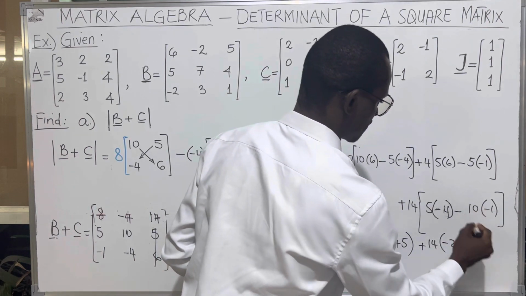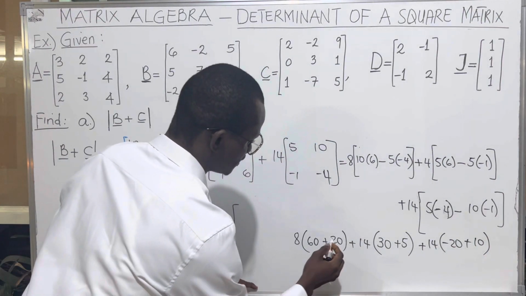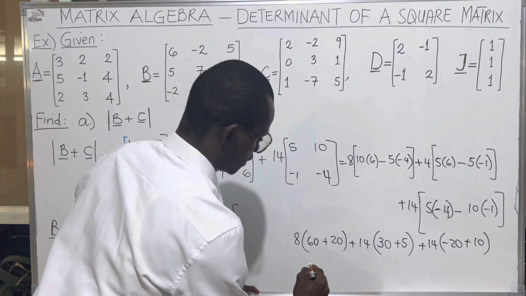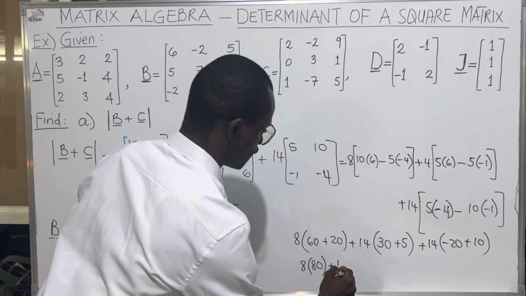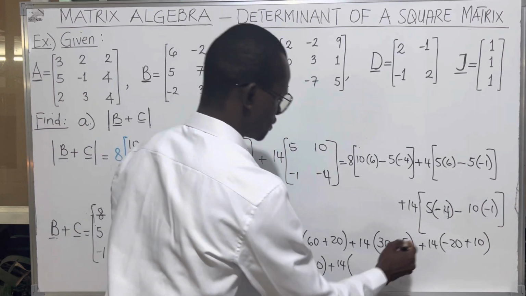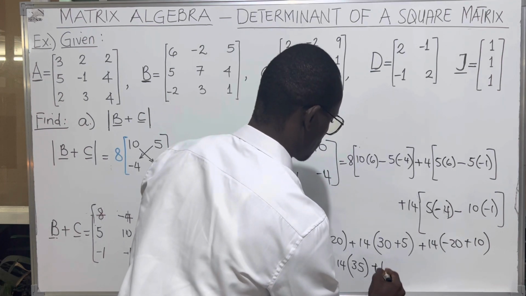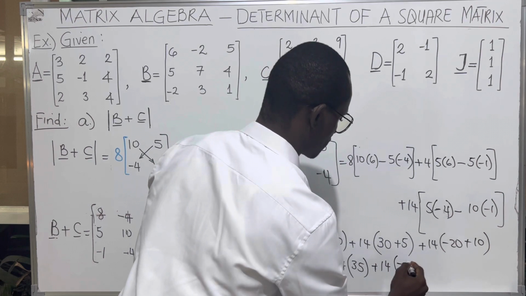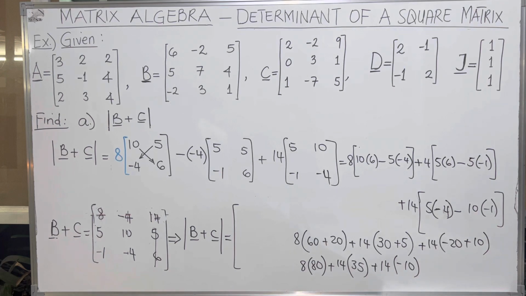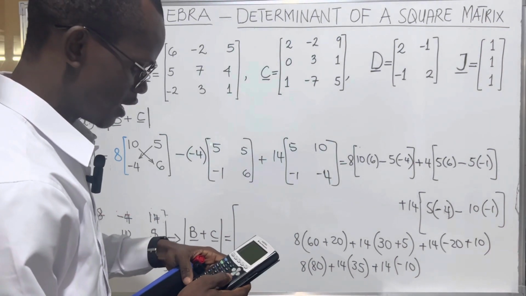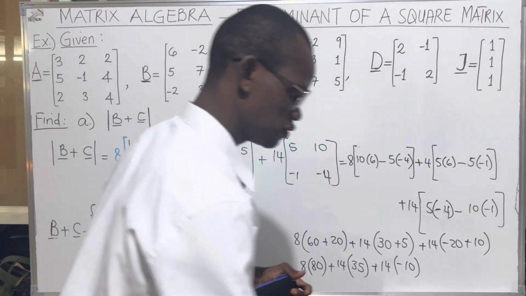And then negative times negative is positive. There is 10. So right in here we have 20 times 20 plus this one gives us this 8 times 80 plus 14. So this is 35 plus 14, and then in there is minus 10. So if we do our multiplication, 14 times 35, it gave us 490.